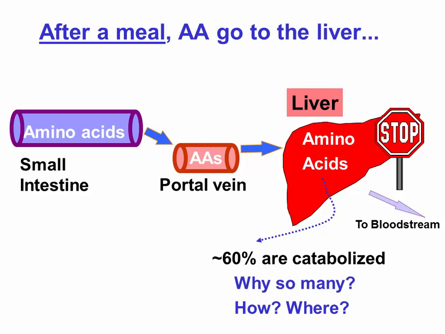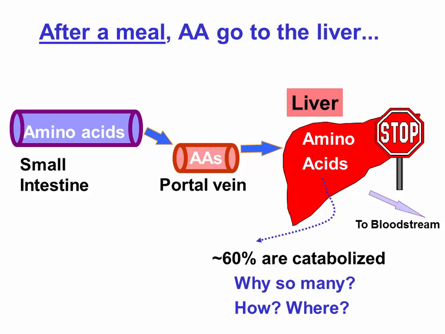But the main reason why so many get immediately catabolized is because we don't store them. We have to do something with them, right? We're either going to use them for protein synthesis, or we're going to use them to interchange carbon skeletons, so we can create what we need for protein synthesis, et cetera. But how is where we're going to go next.